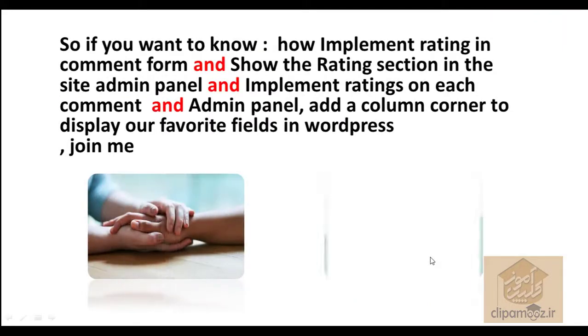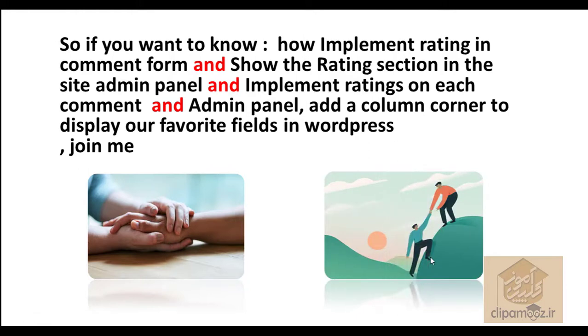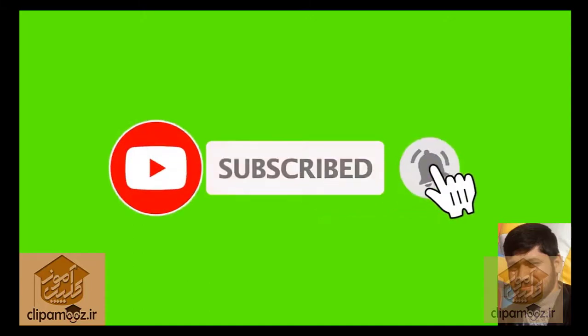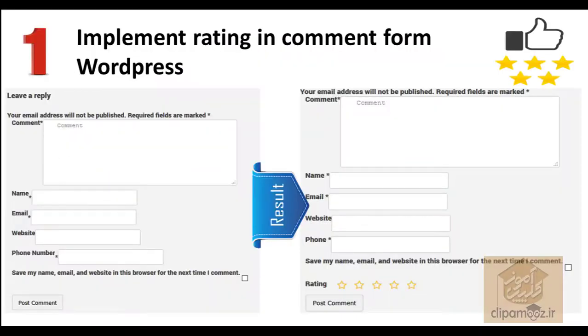So if you want to know how to implement rating in comment form, show the rating section in the site admin panel, implement rating on each comment, and display our favorite field in the admin panel column in WordPress, join me. The first: implement rating in comment form WordPress. Continue.